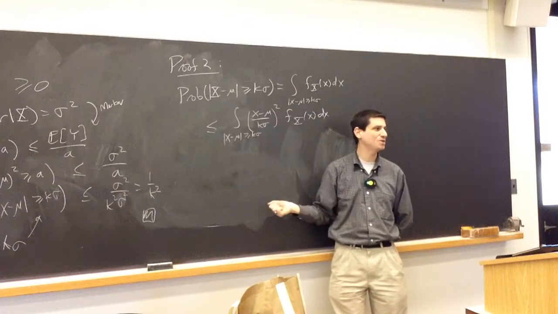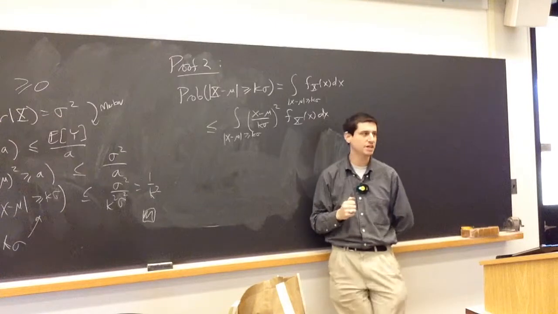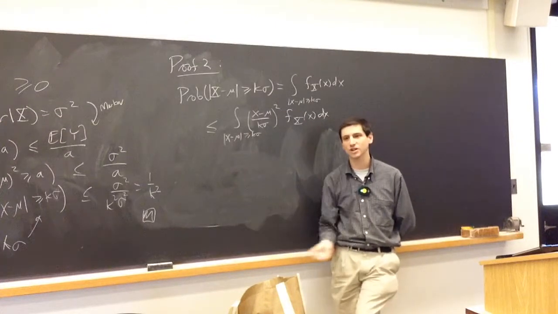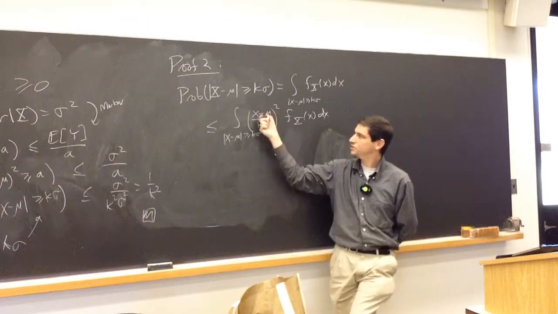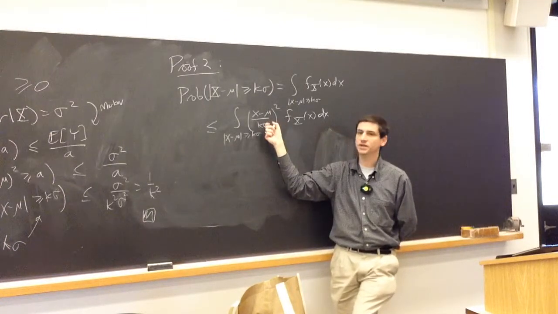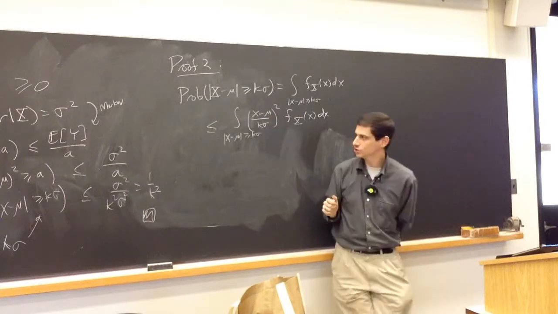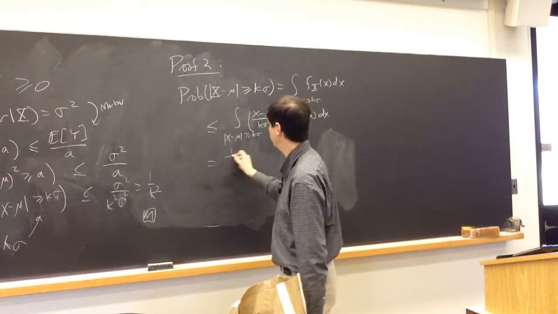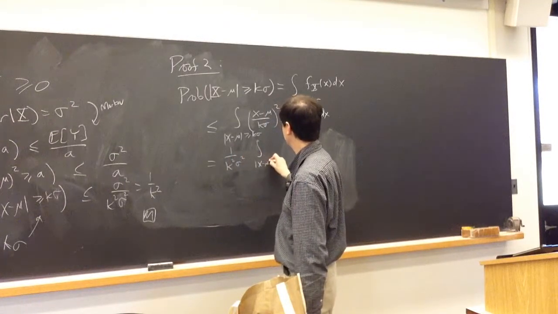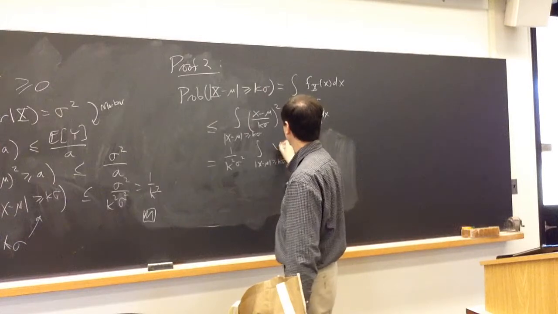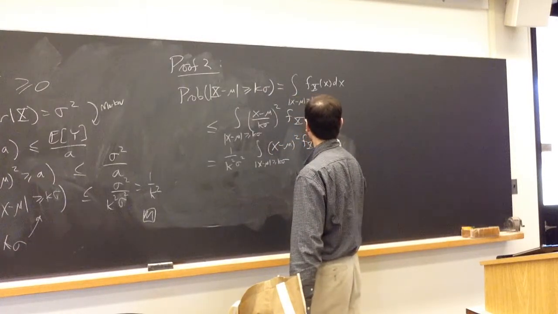Essentially, we're just repeating what we did in Markov's inequality. We're doing the same argument again and again. You could prove Chebyshev directly using the same ideas as Markov. Why is this useful? Well, ((x minus mu) over (k sigma)) squared is going to be at least 1 in this range. So now we do exactly as we did before. We pull out a 1 over k squared sigma squared, and we have the integral over |x minus mu| at least k sigma of (x minus mu) squared f_X(x) dx.